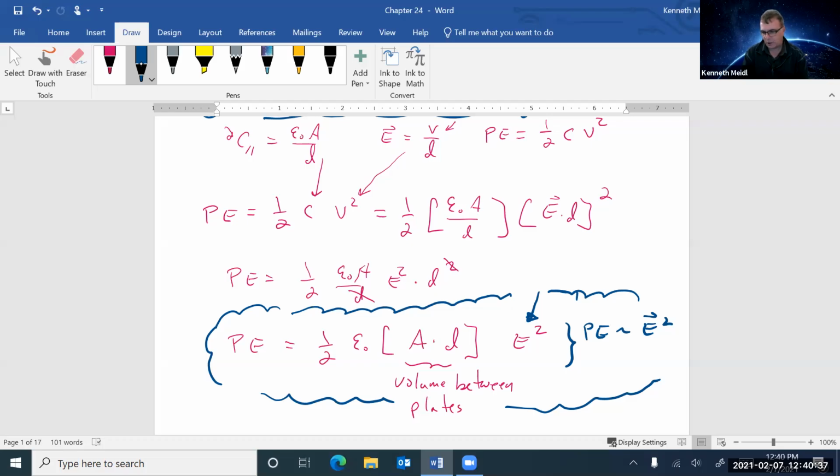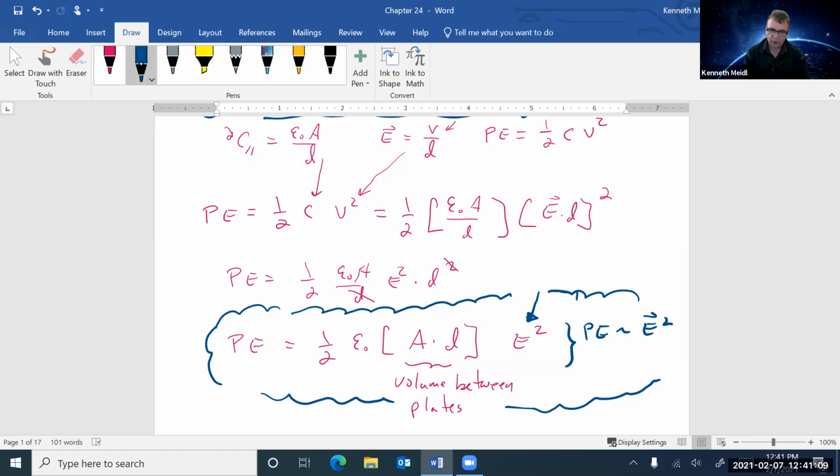A lot of times you will see people who are experts in this talk about the energy density, which is the potential energy divided by the volume. And so then you get joules per cubic meter. They're going to talk about their capacitors sometimes in that fashion. And so that volume here, recognizing that A times D is a volume, could be important.